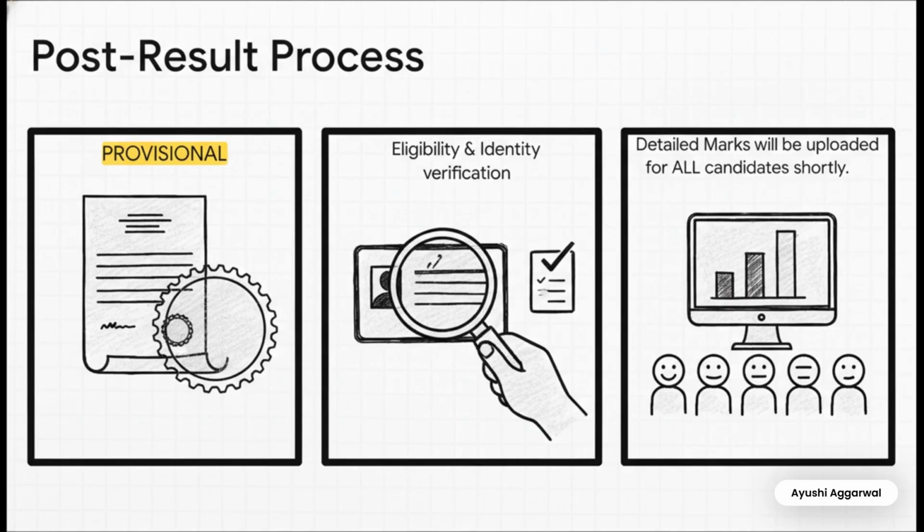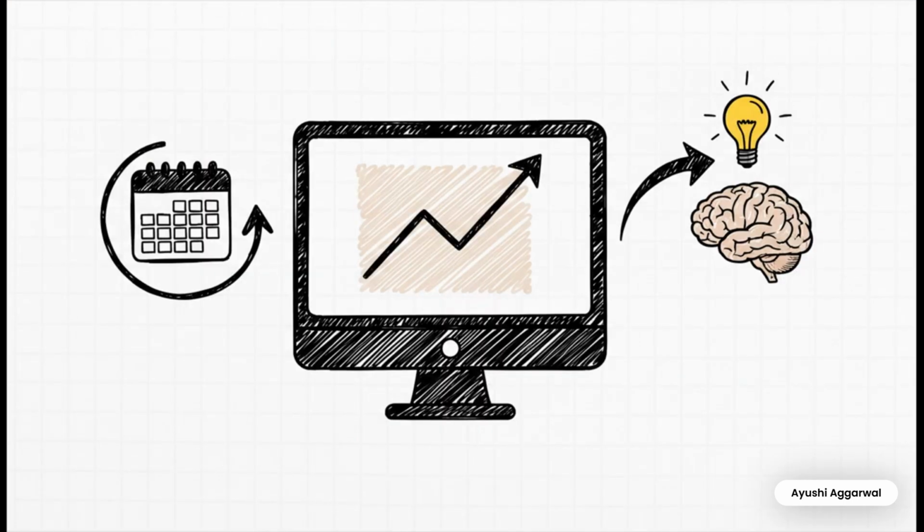You can think of it like a conditional offer. Your eligibility and identity still need to be verified. And most importantly, in a few days, the detailed marks for all candidates, whether you were selected or not, will be uploaded. So the most crucial takeaway here is this. Even after your name appears on the list, you have to keep checking the SSC website regularly. Make sure you check your detailed marks. This tells you where your strengths were and where you need to improve for the future.